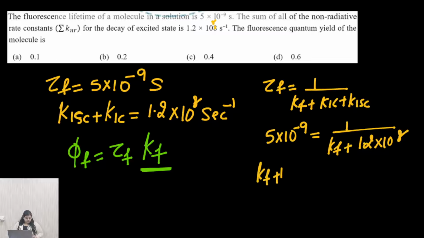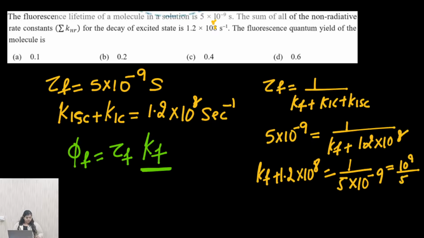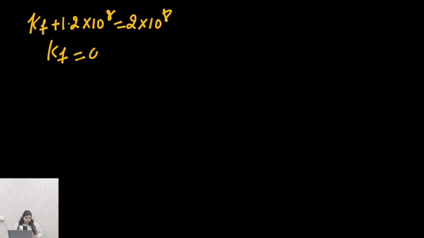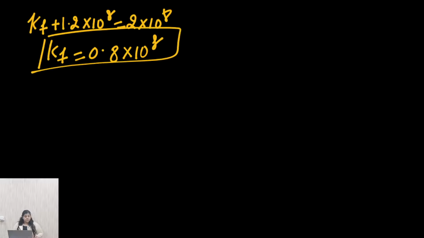So kf plus 1.2 into 10 raised to the power of 8 becomes 1 by 5 into 10 raised to the power of minus 9. This can be written as 10 raised to the power of 9 upon 5, which will become 0.2 into 10 raised to the power of 9, that is 2 into 10 raised to the power of 8. So that means kf plus 1.2 into 10 raised to the power of 8 is equal to 2 into 10 raised to the power of 8. So from here the kf value comes out to be 0.8 into 10 raised to the power of 8.